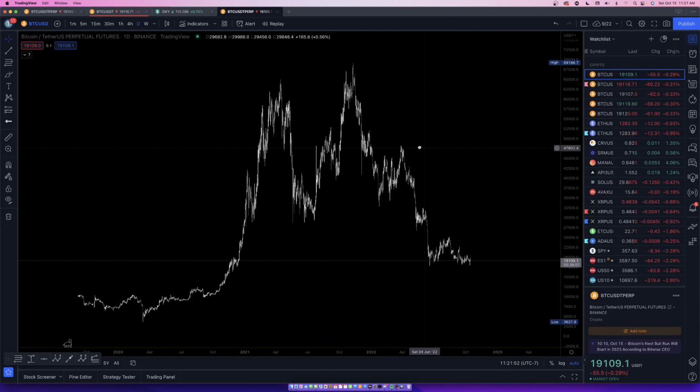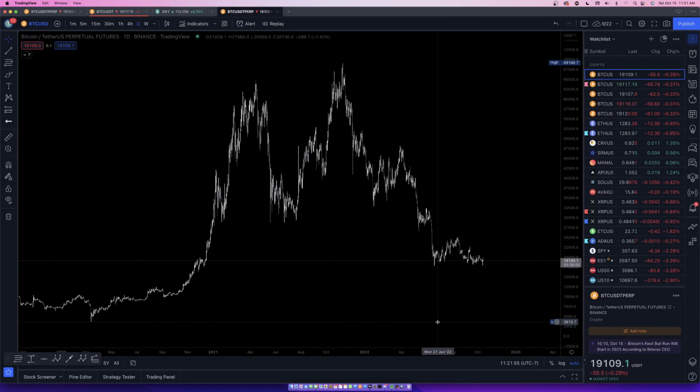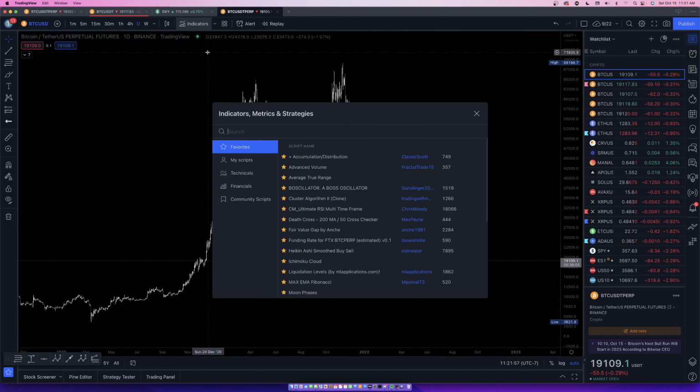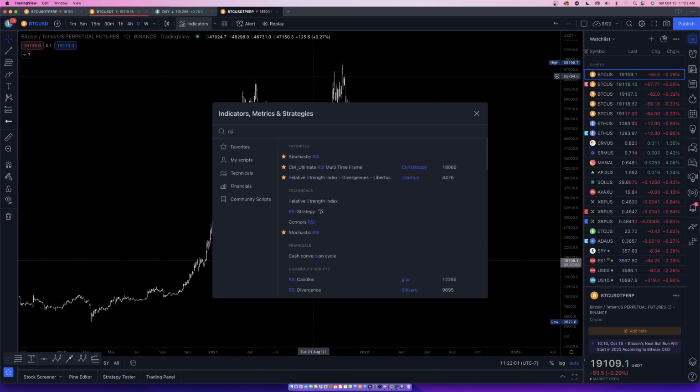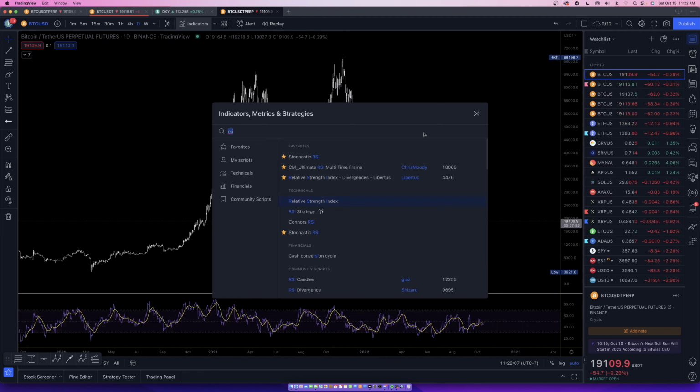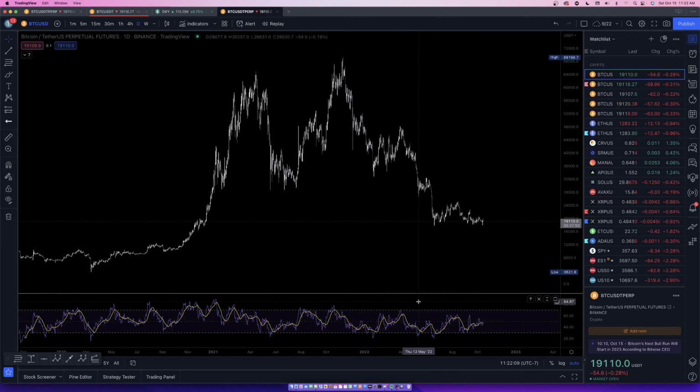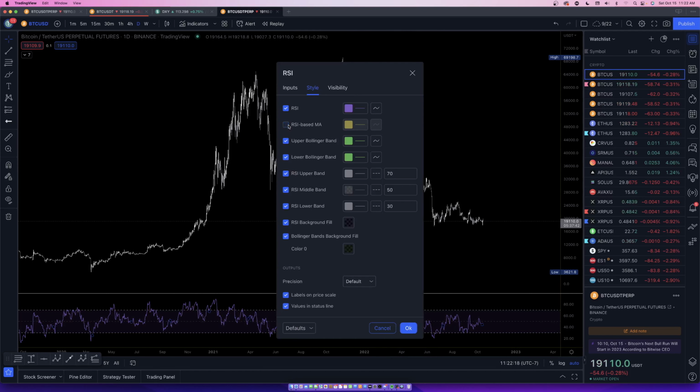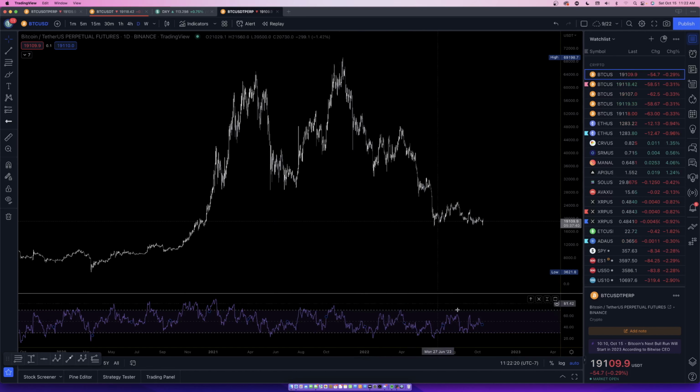So right here we have our Bitcoin chart, right, on the daily time frame. And what I'm going to do is add the RSI indicator. So this right here is just going to be the basic standard RSI. I'm going to teach you how to read it first, and then I'm going to show you the custom indicator I use. So this yellow line, it's just a moving average. It's not important. This right here is the actual RSI.